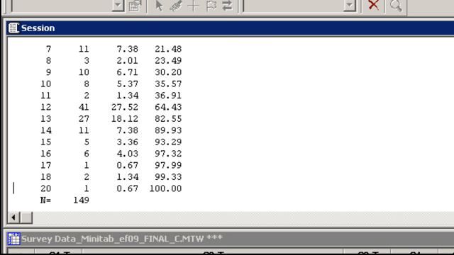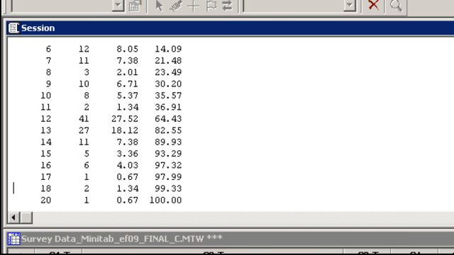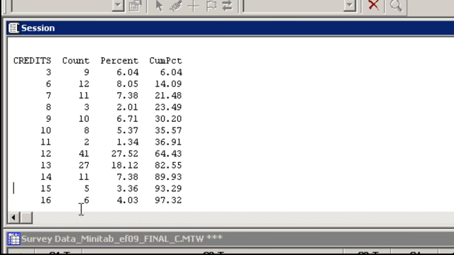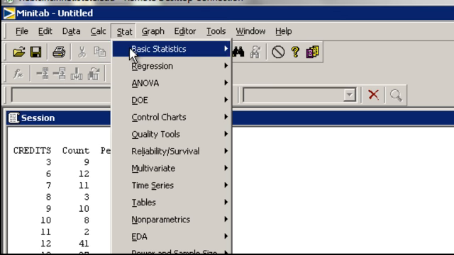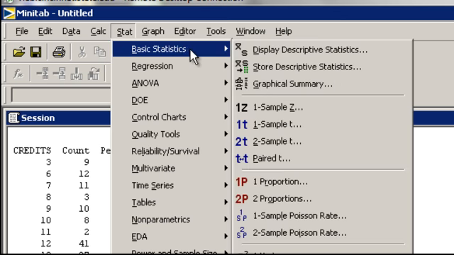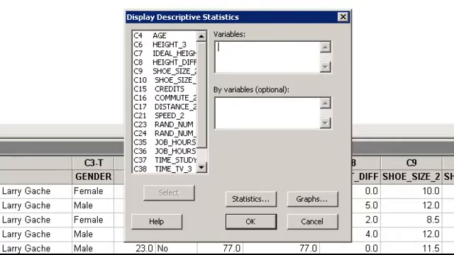So we can see that this frequency distribution very quickly summarizes the raw data. Now what if we wanted to look at what is the typical value for the number of credits, and what the spread looks like? The way we do that is we use what's called descriptive statistics in Minitab. The way you compute that is you go to Stat, Basic Statistics, Display Descriptive Statistics.